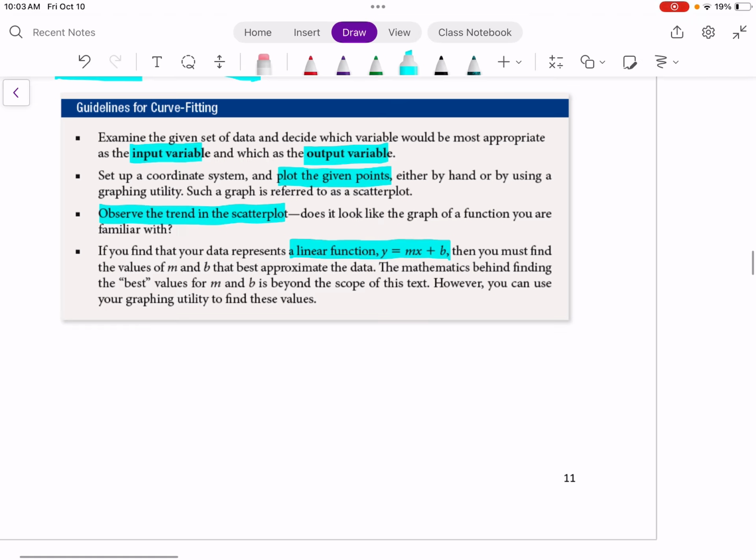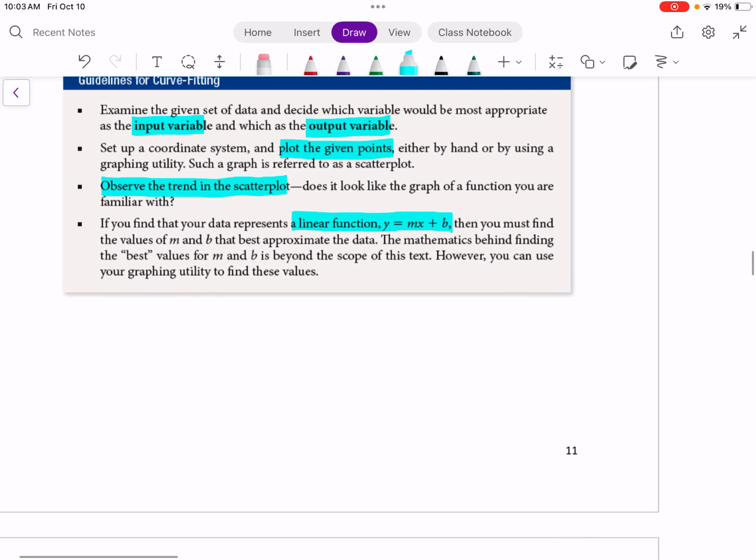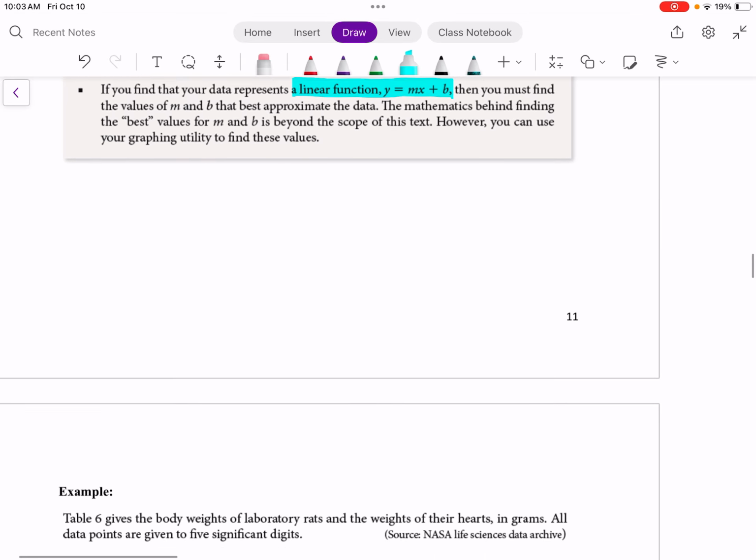So at first we identify input, we identify output. Second step, we plot those given points. Third step, we observe the scatter plot. We will see what kind of shape the scatter plot gives us. And in this section, we will be focusing on linear functions. Our trend line will be a linear function.